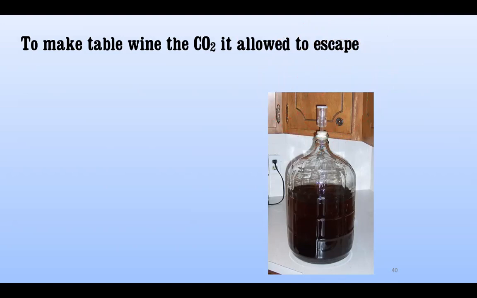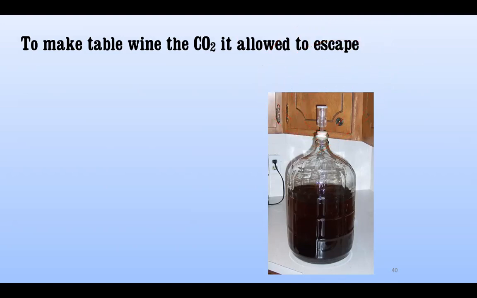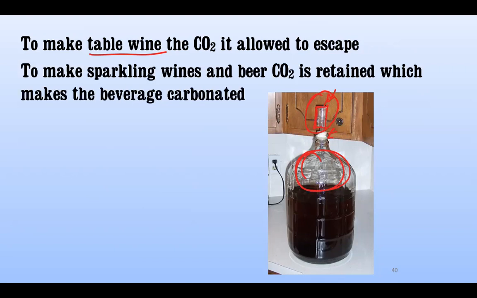So table wine is basically uncarbonated, just like your regular wine. That's what they call it, table wine. And the CO2 is allowed to escape, and that's what this thing is for. So basically you've got this stopper here, and I've got 2 different types that I bought. When the CO2 gets too much here, it pushes this outside thing up just enough so that the air escapes, and then it comes back down to keep it an anaerobic system.